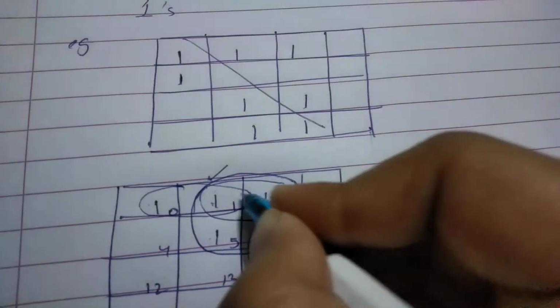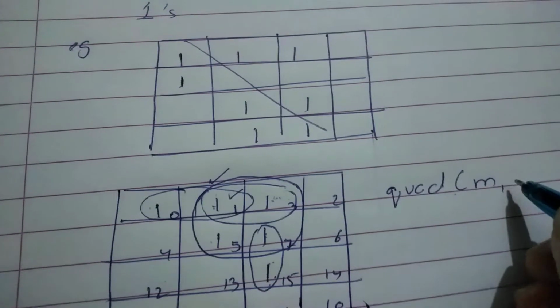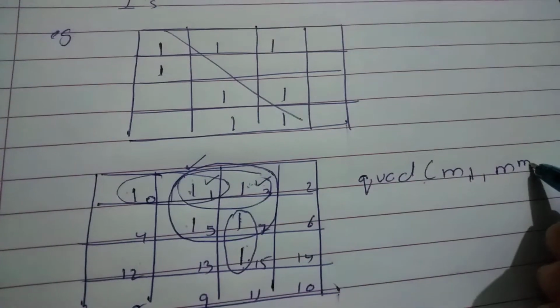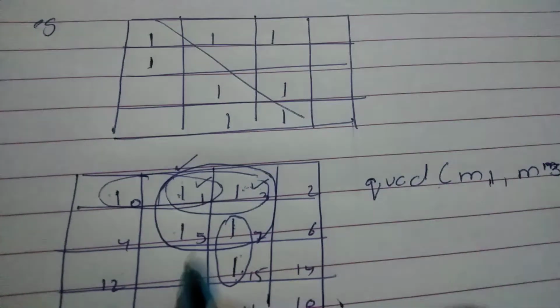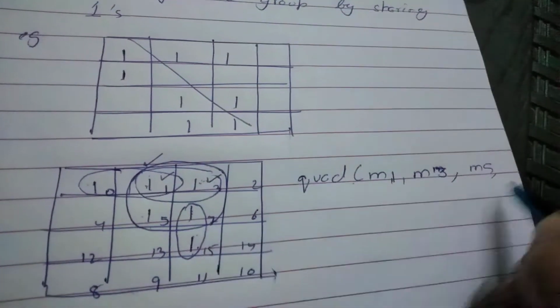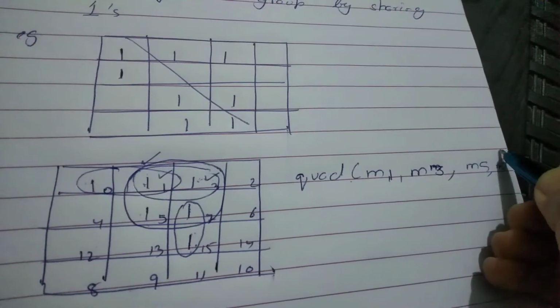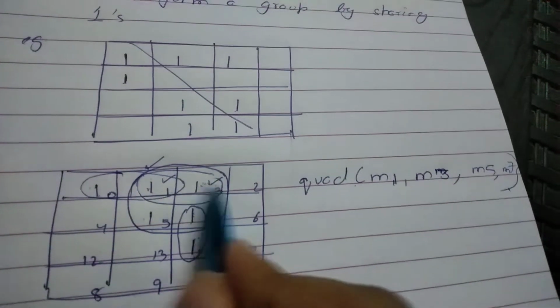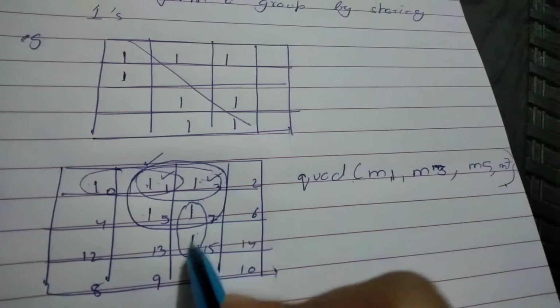Okay, m1, this one m1, then we have m3, this is m3. Okay, then we have m5, and then we have m7. This is forming a quad. Then we have formed a pair also, here and here.